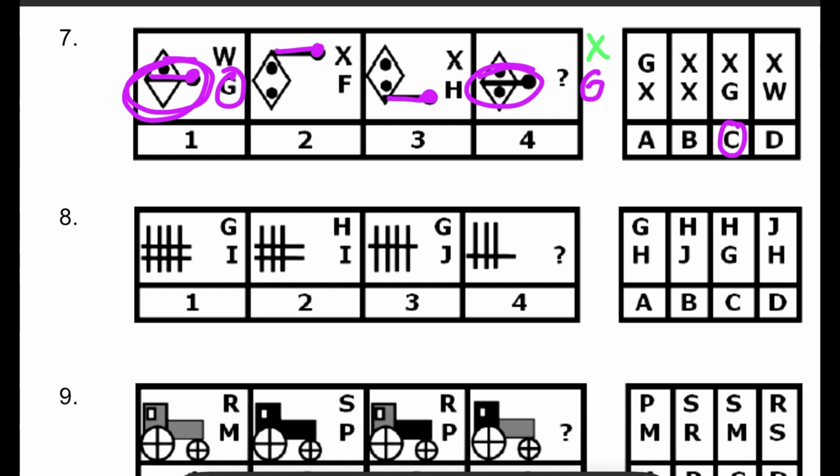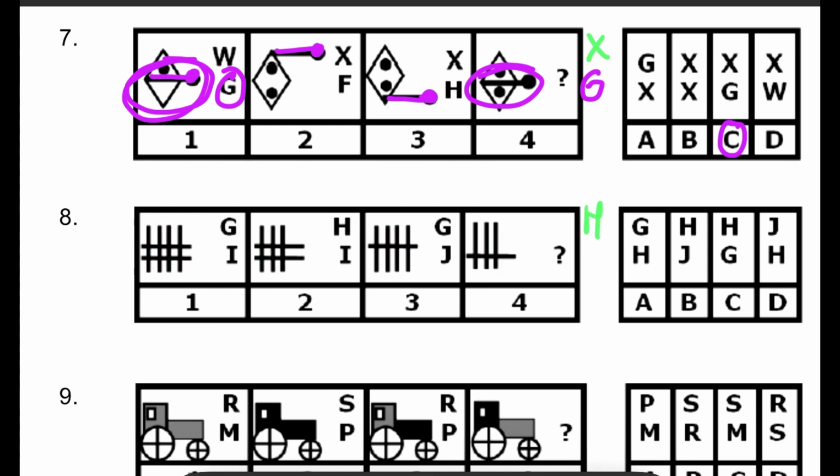So, on to this question. 1 and 3 both have a G as the first letter, and they both have 4 vertical lines, whereas 2 and 4 both have 3 vertical lines. And the first letter here is an H, so the first letter here will also be an H.